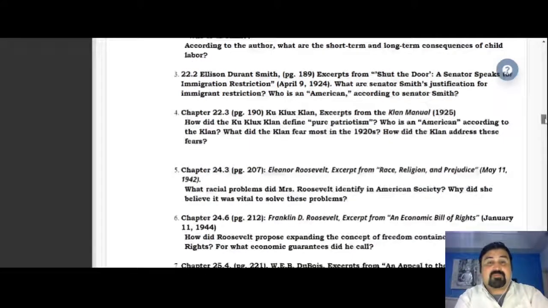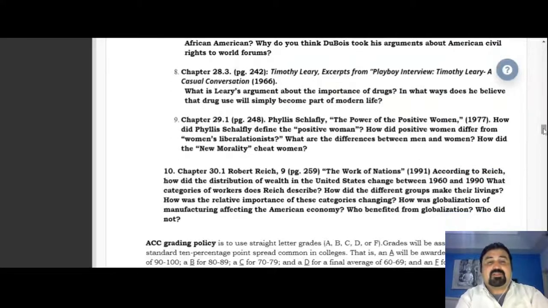It's 25% of your final grade. There are 10 documents, very short reads. Documents can range anywhere between 1 to 3 pages in length. So it's not like, oh my God, I have to read the entire book. 1 to 3 pages per document. So again, it's a very simple assignment, if you will.